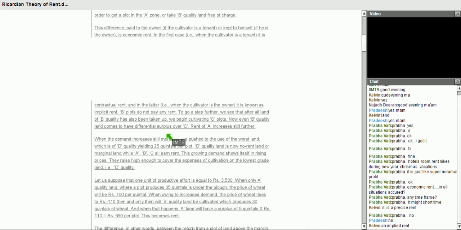Although A is not in production now, it is already exhausted, still the rent of A is going to continuously increase. Now when the demand increases still more, we are pushed to the use of the worst land, which is D, quality yielding 25 quintals per plot. So D quality land is now no rent land or marginal land, while A, B, C are all rental lands. So this growing demand shows itself in rising prices. Yes, the more the fertility of the land, the more will be its price.